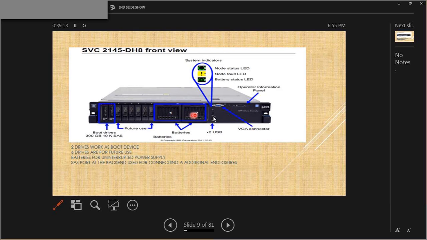Okay, and we can see node status LED, node fault LED, and battery status LED at the front end. Apart from this, we can see the operator information panel, which can tell us what IP address is configured, and it will show us that IP address as well. There are 2 USB ports, though these are also not currently used. And we have a VGA connector where we can connect the monitor.